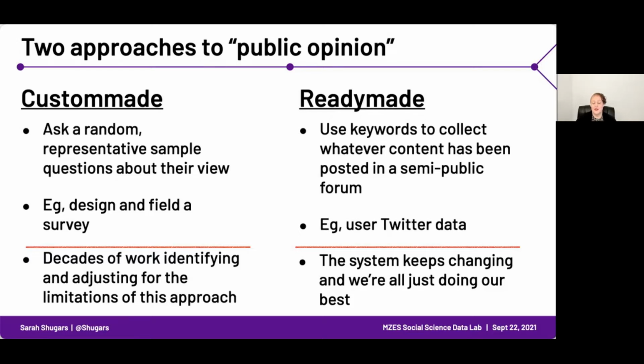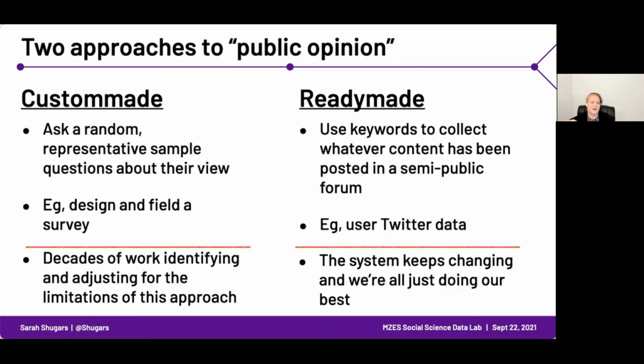Whereas with the ready-made approach, first of all, the system keeps changing. So again, if we're thinking about Twitter data, what information is accessible through the Twitter API changes, and the specific mechanisms of the Twitter API or the Twitter platform will change. So we don't necessarily know what information is being promoted by the algorithm, and that will probably change over time. And it's also just new.